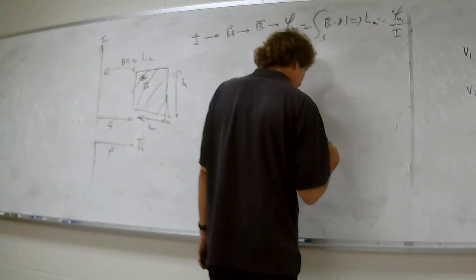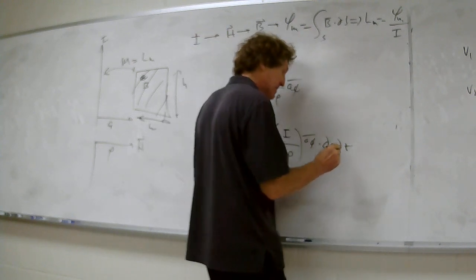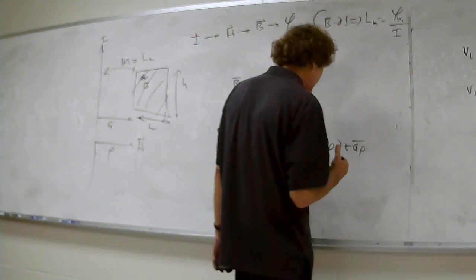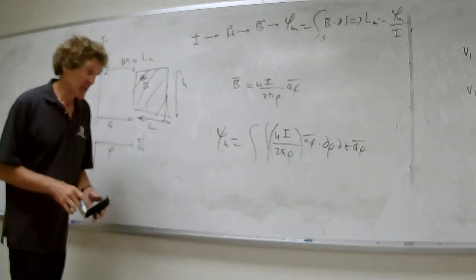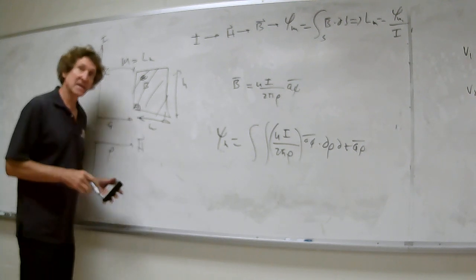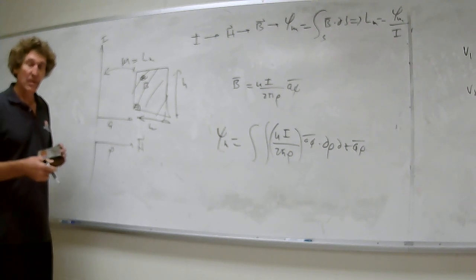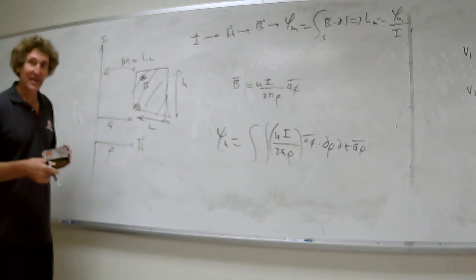dot, and here it's going to be d rho dz, right? It can't be in the A phi direction. Remember, the differential surface has magnitude, and that's just d rho dz, but it has a direction also. It's A phi. You with me on this?